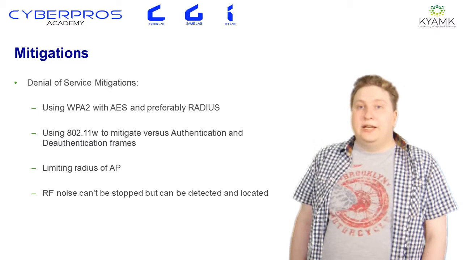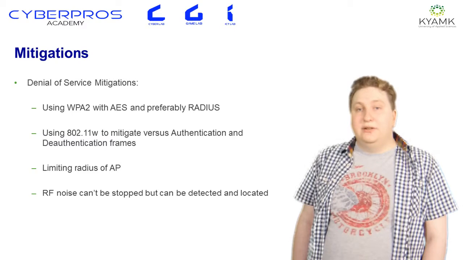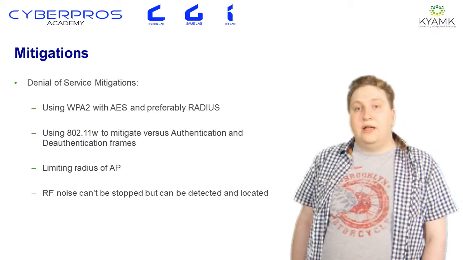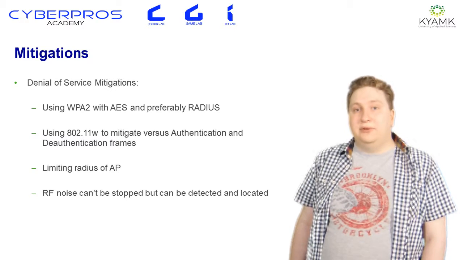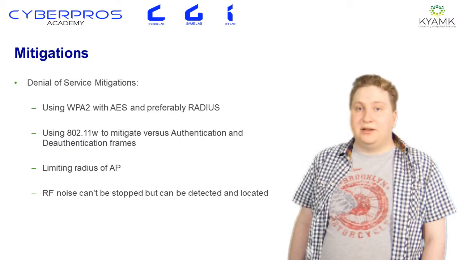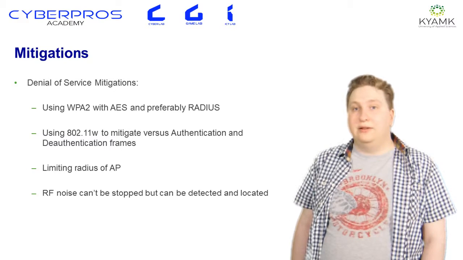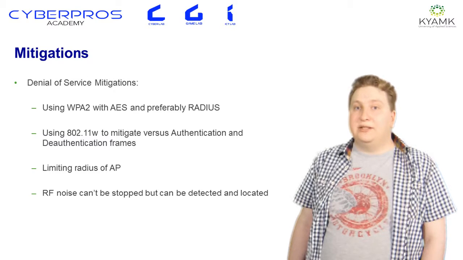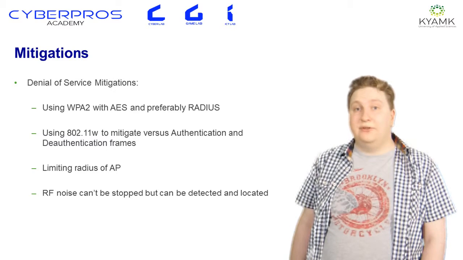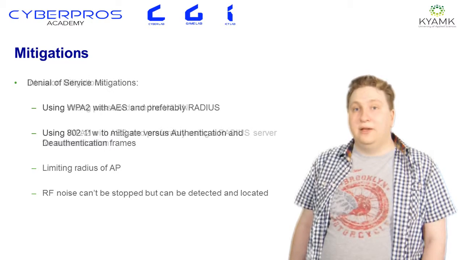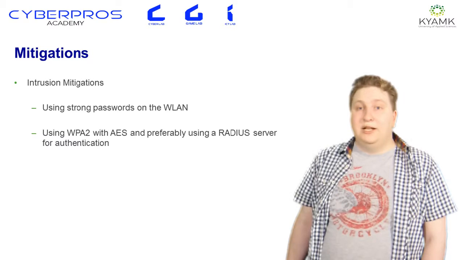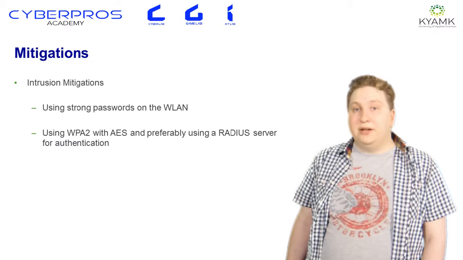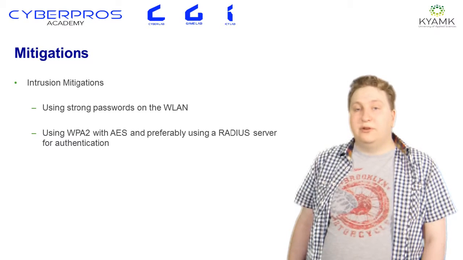The way to mitigate against denial of service is by using newer protocols that have disabled the opportunity to use authentication frames, also using WPA2 with new encryption and RADIUS will help against this. There is no real way to mitigate against RF noise except by scanning for any radio frequency and trying to locate it. Intrusion can be mitigated against with proper encryption, as well as having strong passwords.